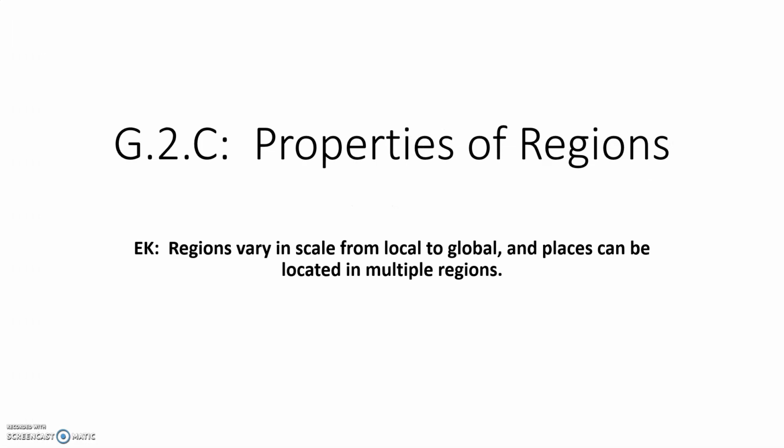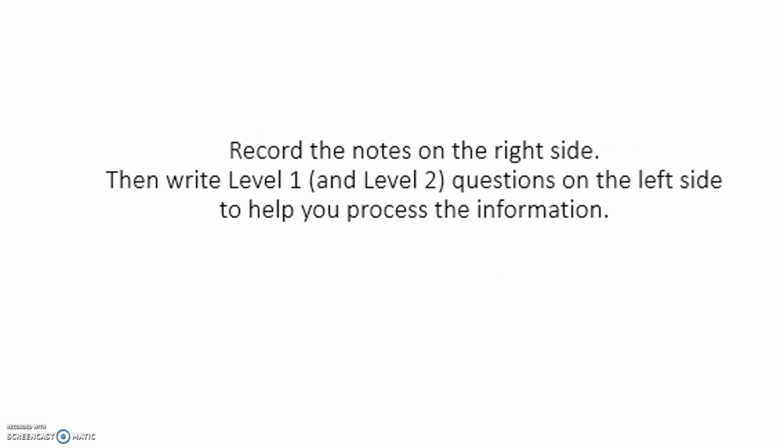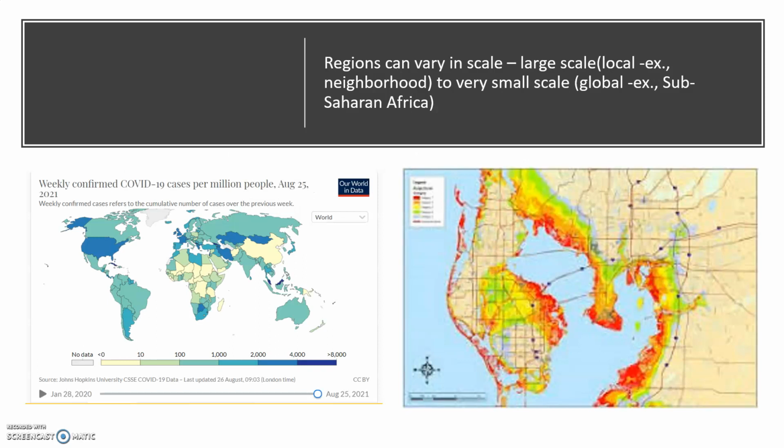So G2C is about properties of regions. Our essential knowledge is that regions vary in scale from local to global, and places can be located in multiple regions. You're going to record the notes on the right-hand side. Regions can vary in scale. We can have large-scale regions, for example, a neighborhood. Remember, large scale is showing a lot of information, but in a smaller area. So it's zooming in. Or you can go to very small scale, like global. For instance, looking at sub-Saharan Africa.